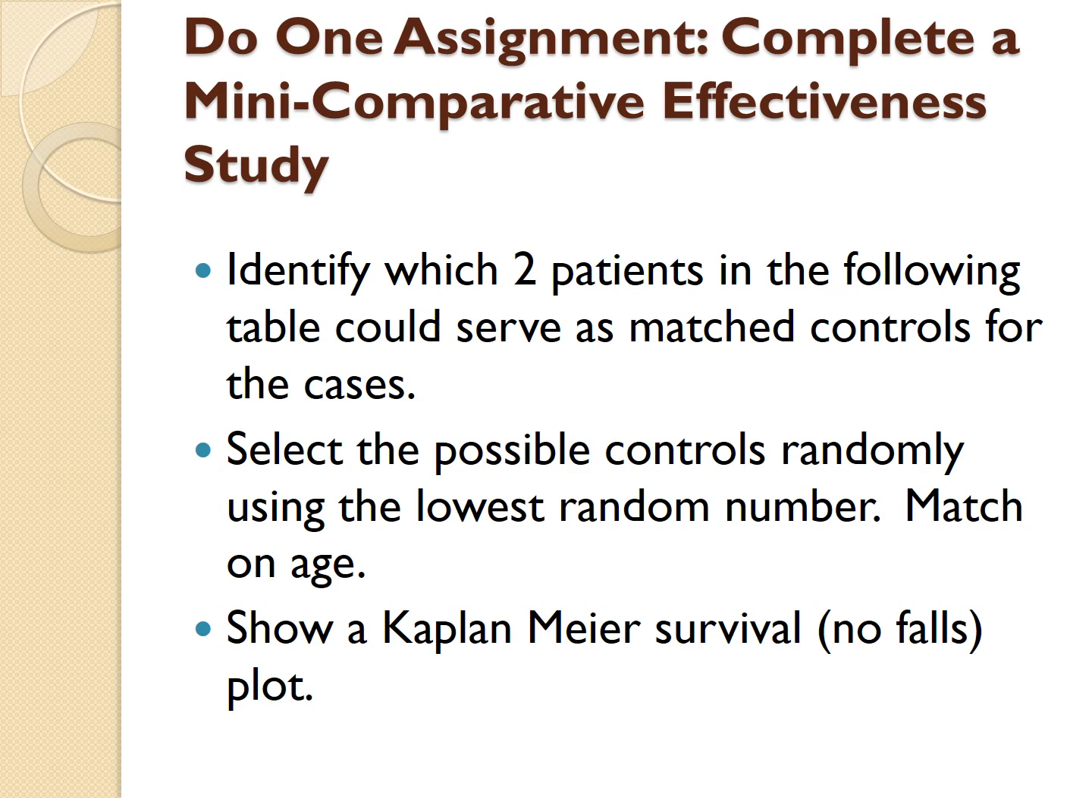In our assignment for this week, we're going to complete a Mini Competitive Effectiveness Study. We will identify which two patients in the following table could serve as matched controls for the cases. We're going to select the possible controls randomly using the lowest random number, and we're also going to show a Kaplan-Meier survival plot.